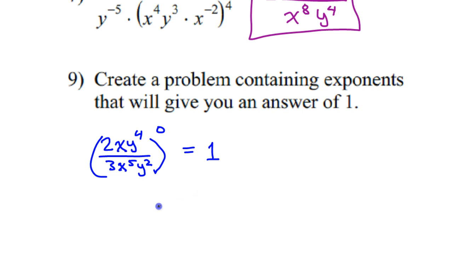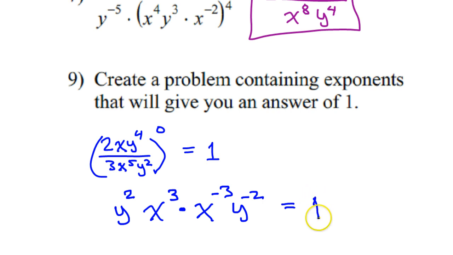Or with the same idea, you could have multiplied and made sure that your powers added up to 0. So like if I had x to the 3rd power times x to the negative 3 power, that would make x to the 0 power. Now I could get some y's in there too, for example. I could have y to the 2nd power and y to the negative 2 power. That type of thing. That once again would give me 1. So there's lots of ways to do it.